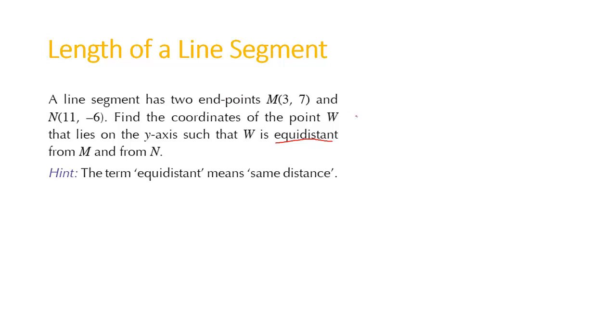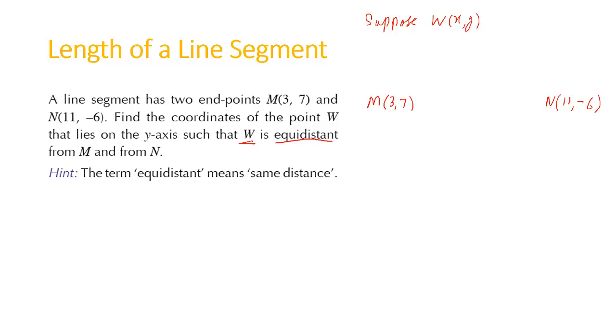So let me write M here. This is M, (3, 7), and this is N, which is (11, -6). Okay, and we have to find W. Suppose W is (x, y).